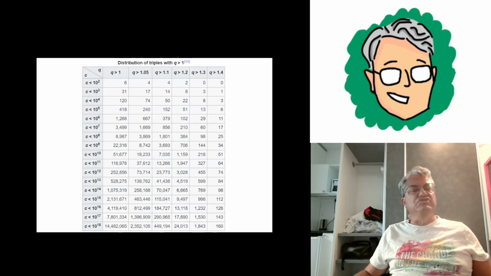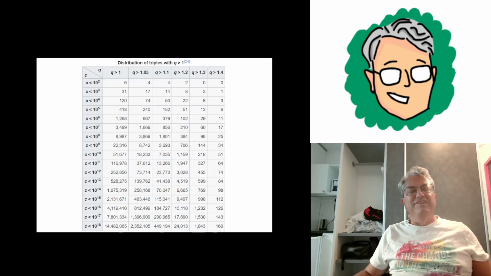And this table just lists how many we know for given limits. The left column gives the maximum value of C, and then the right columns tell you how many known ABC triples there are with the quality bounds given on the top right. So as you can see, there's only 160 known ABC triples with C up to 10 to the 18th and quality up to 1.6.